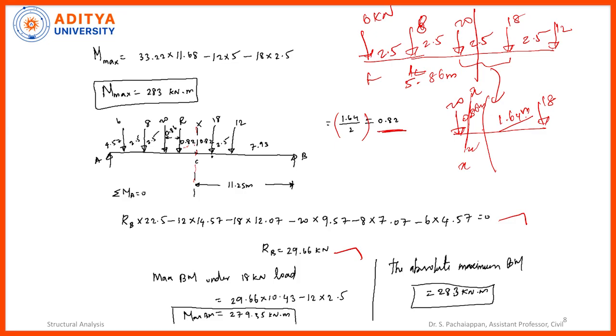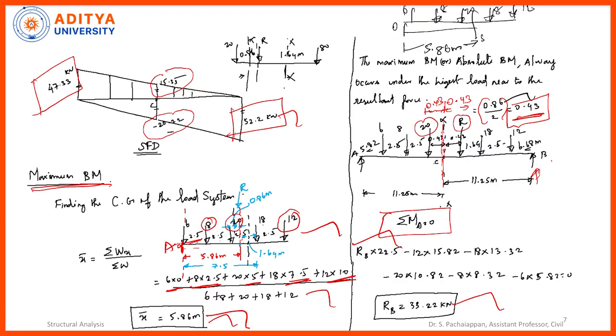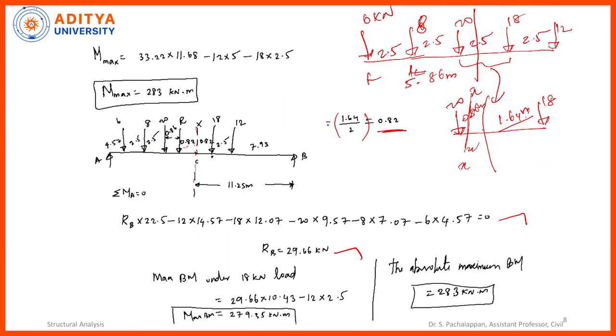Now taking the moment under the 18 kilonewton load. Earlier we calculated the moment under the 20 kilonewton load, which is 283 kilonewton meter. Now we are going to calculate the moment under the 18 kilonewton load, and the bending moment value is 279.35 kilonewton meter. Among these, which value is maximum? The maximum value is 283 kilonewton meter. So that is my absolute maximum bending moment.